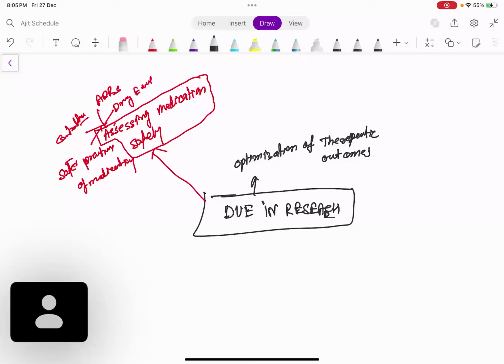In that, you do the studies usually related to the therapeutic outcome, that means effectiveness. So effectiveness or efficacy related studies you can do. You can do the real time data studies. Real time comparison studies you can do. So you can do multiple types of things.